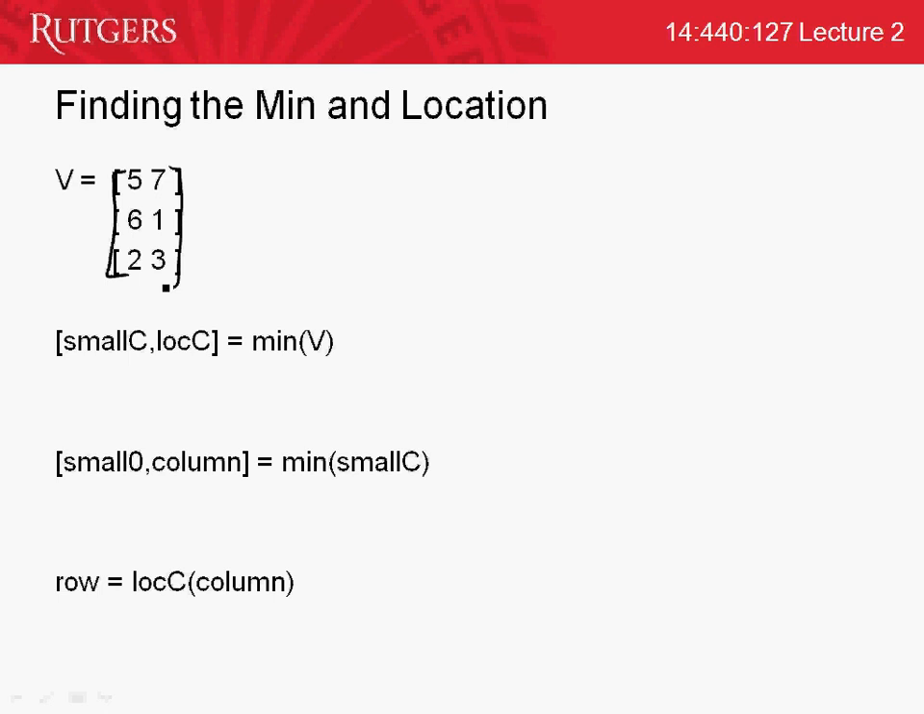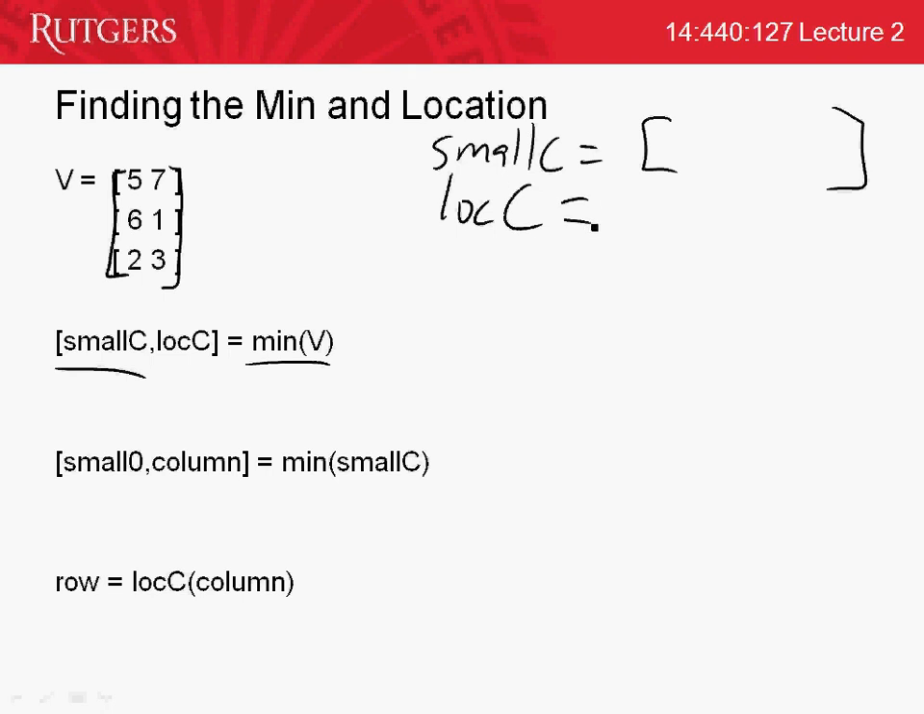So what we're going to do is do this in 3 steps. So first, we're going to use the minimum function on V. Recall this works on a column-by-column basis. So we're going to basically be creating two variables. Small c is going to be a vector of the smallest number in each column, and LOCC is going to be a vector of, in each column, which row has the smallest. Okay, so in the first column, the smallest number is 2, and that's in the third row. In the second column, the smallest number is 1, and that's in the second row.